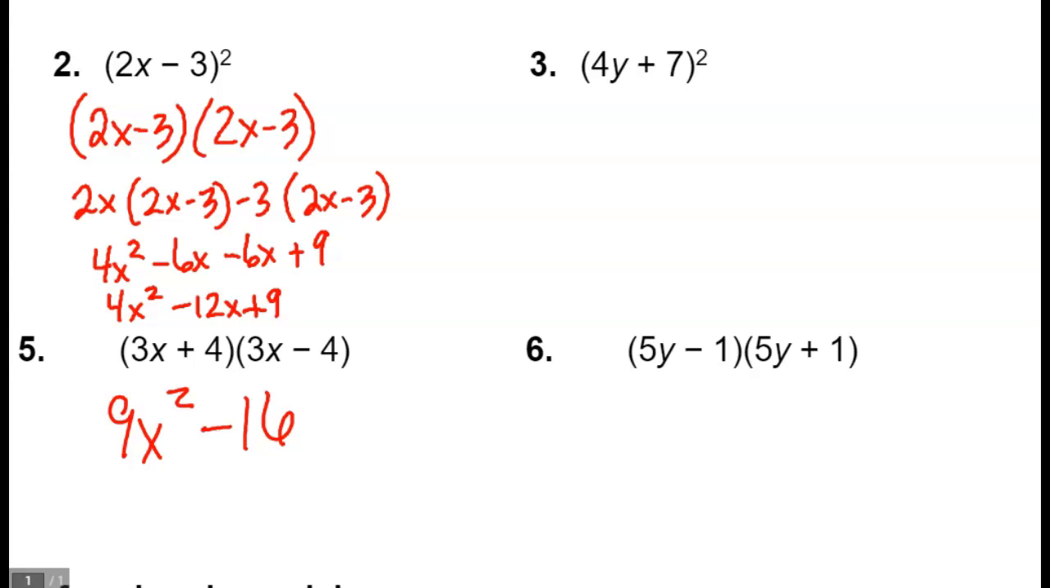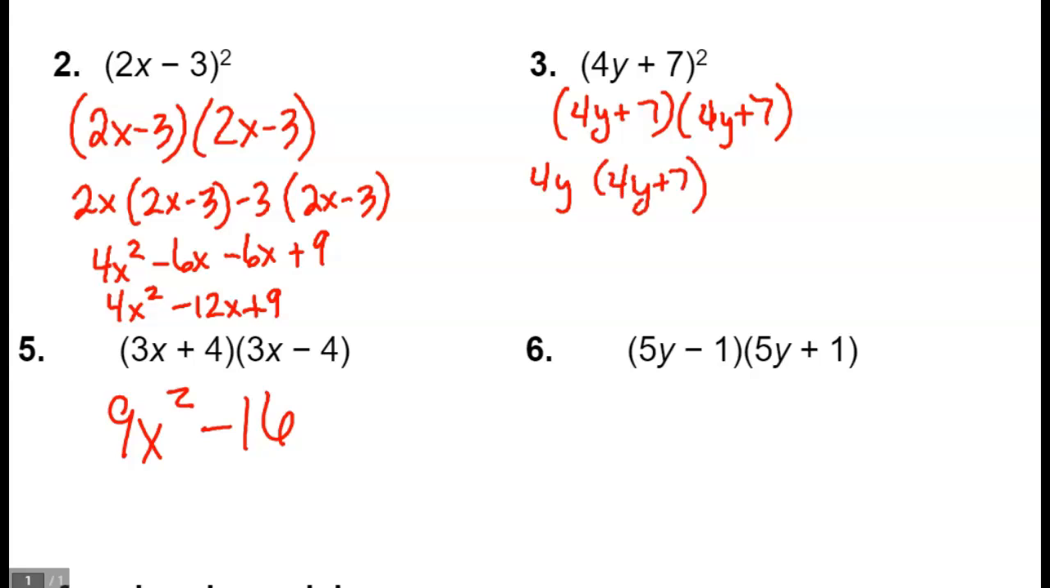If it's positive, you're going to do the same thing, except we'll compare our answers in a second here. So we have 2 4y's plus 7. So I have 4y times 4y plus 7. And then I have a positive 7 times 4y plus 7. Okay, with the distributive property, 4y times 4y is 16y squared.